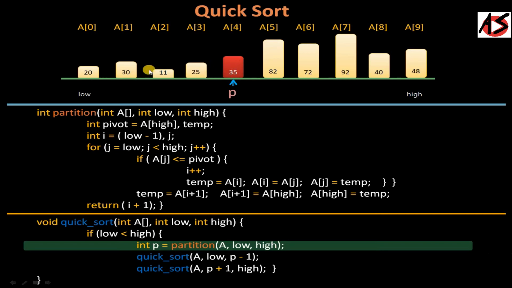So you can see here all smaller elements, that is 20, 30, 11 and 25, are at the left of the pivot element, and all bigger elements, that are 82, 72, 92, 40 and 48, are on the right side of the pivot element. And after that, you can apply the same technique for the list from low to p minus 1 using this call, and from p plus 1 to high using this recursive call of the function.